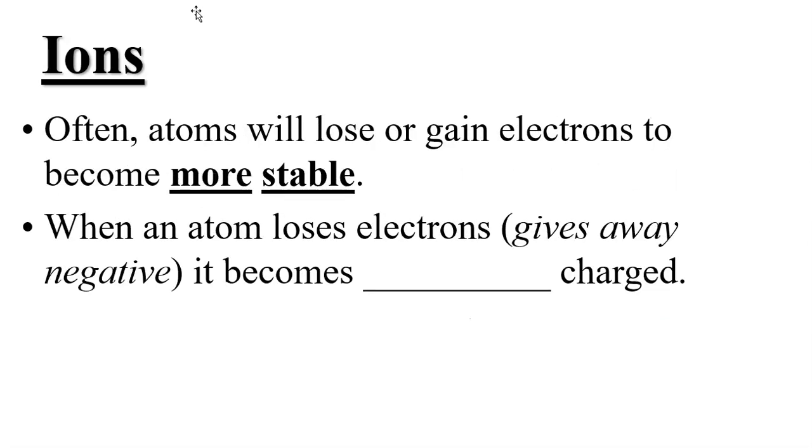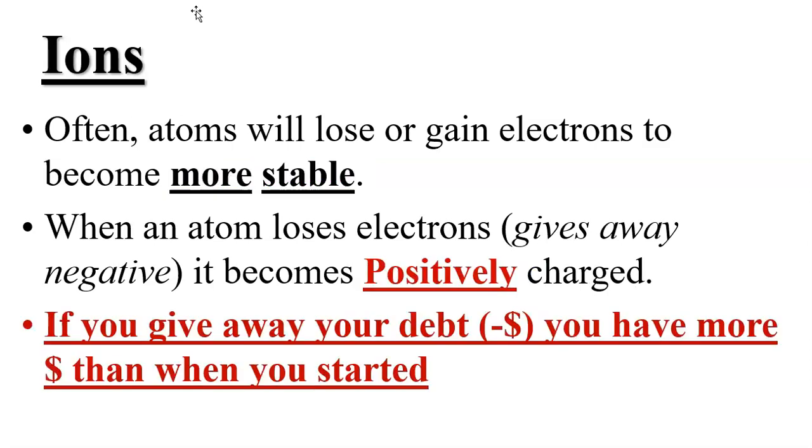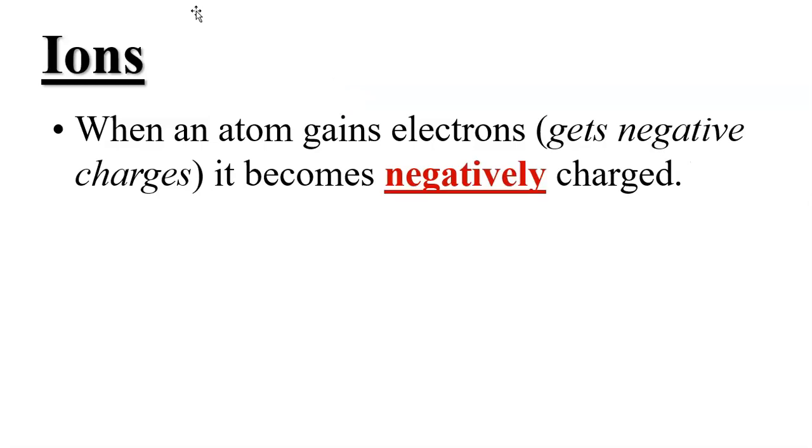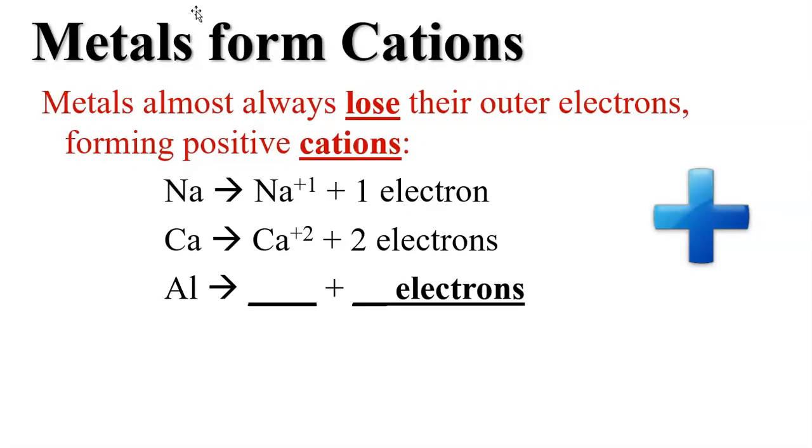Often atoms will lose or gain electrons, and this helps them to become more stable. When an atom loses its electrons or gives them away, it becomes positively charged. Think of it as giving away your debt, which is in the negative. You will have more money than what you started with. When an atom gains electrons, it becomes negatively charged, okay?